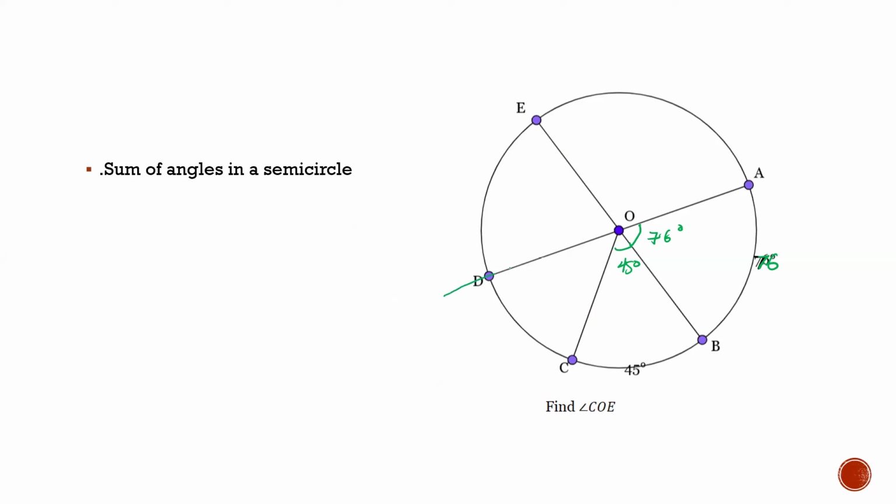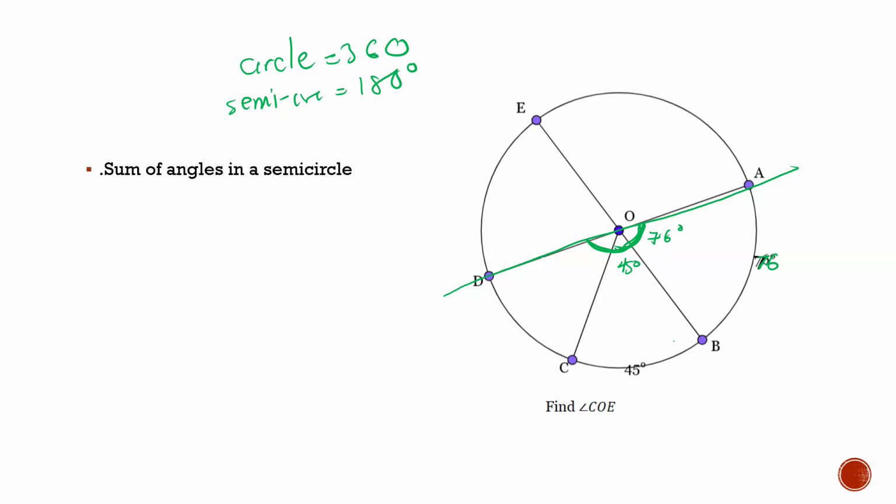Remember that this is a semicircle. This line divided the circle into two equal halves. So this is a semicircle. And the sum of angles in a circle is 360. So the sum of angles in a semicircle is going to be half of that, which is 180 degrees. Now this is different from the semicircle theorem. This is what we're talking about here: the sum of angles in a semicircle is 180.